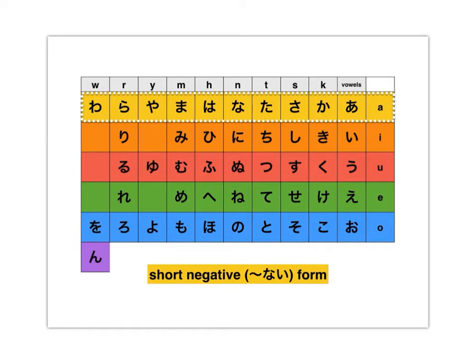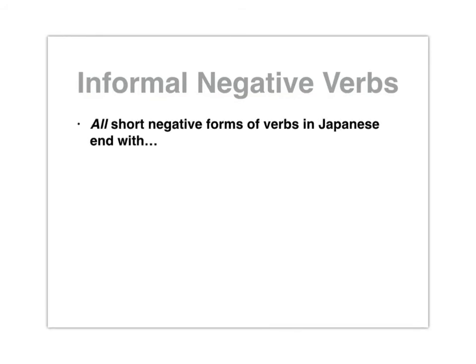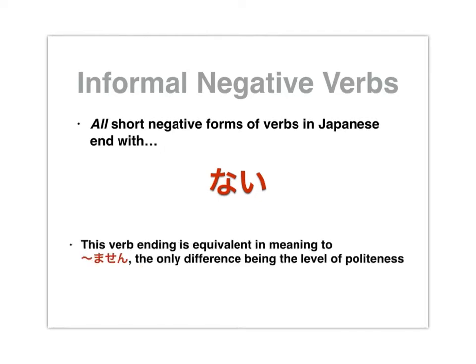What is the short negative ending that we're going to add to make the short negative forms of the verbs? The short negative ending for all verbs is nai. Nai is the way all short negative verbs will end. What comes before it, how the verbs change, differs from verb type to verb type, but every single short negative form of a verb in Japanese will end with nai. This is equivalent in meaning to masen, the polite negative version of a verb. The only difference between the two is the level of politeness.